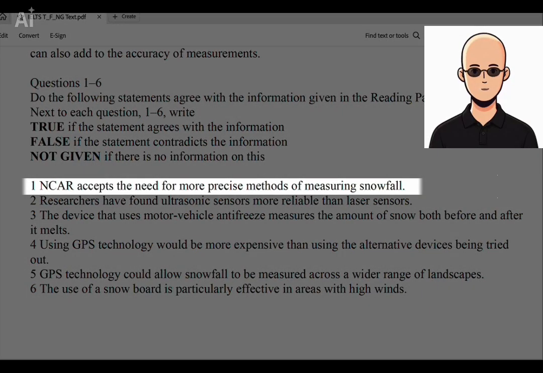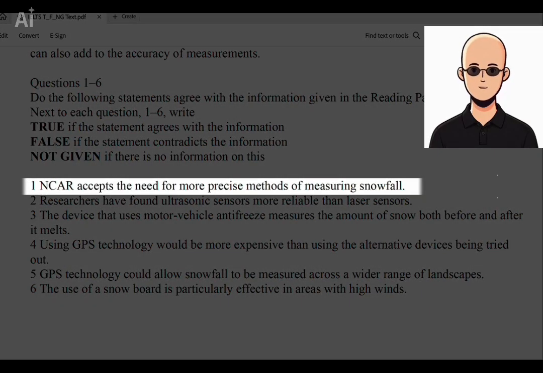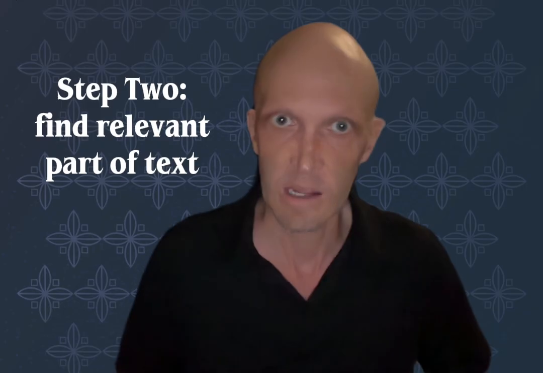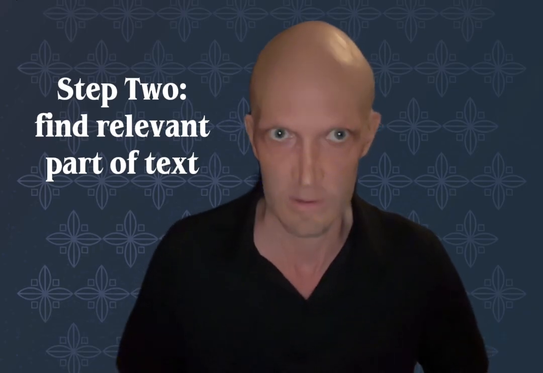Here's the first question. NCAR accepts the need for more precise methods of measuring snowfall. Underline the keywords. So we've got NCAR, the need, more precise methods, measuring snowfall. Step 2, find the relevant part of the text that matches the keywords. We know that it'll be near the beginning of the passage since it's the first question.